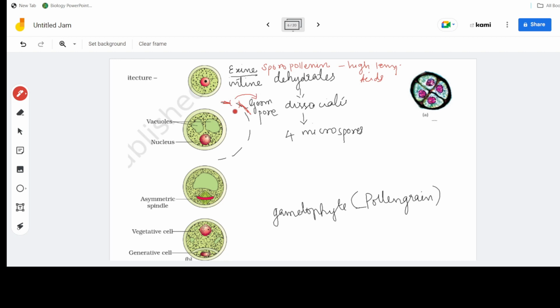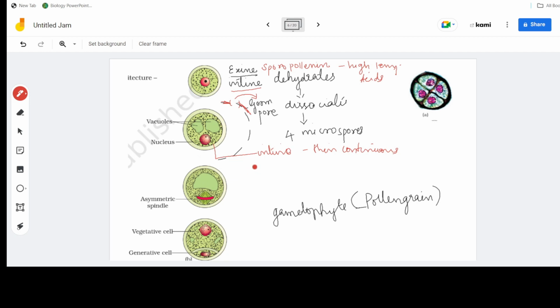Inner to the exine is the second layer called intine. Intine is actually a thin and continuous layer. So exine is a discontinuous layer, and intine is thin. This is the second layer, intine. It is a thin and continuous layer. And inner to the intine are the contents of the pollen grain.